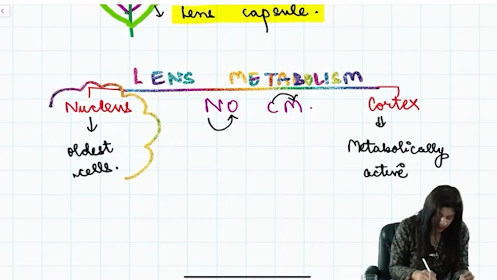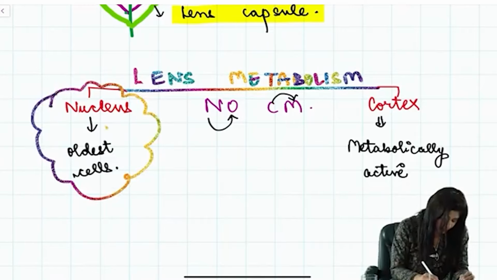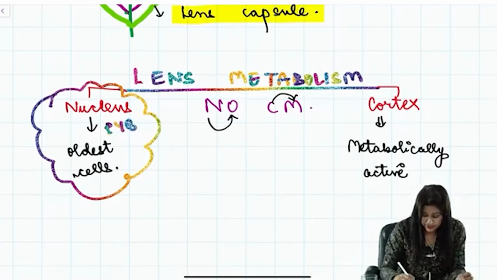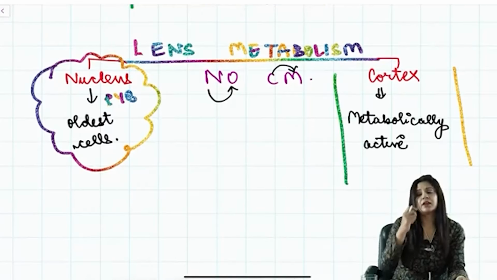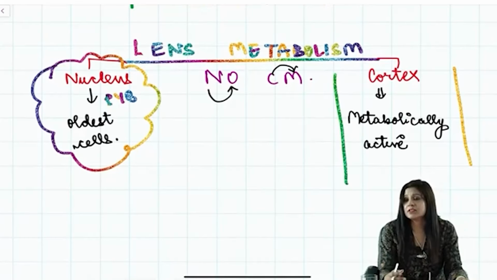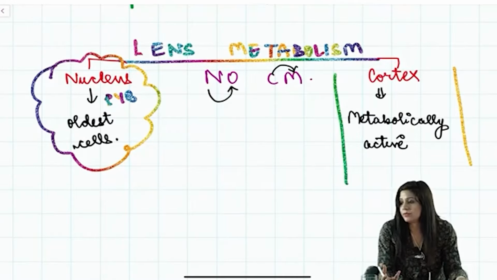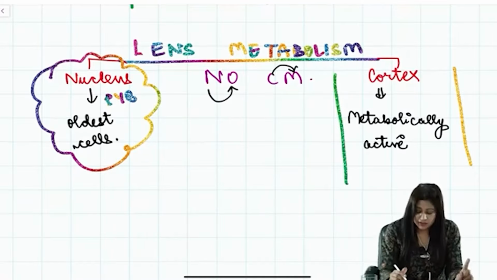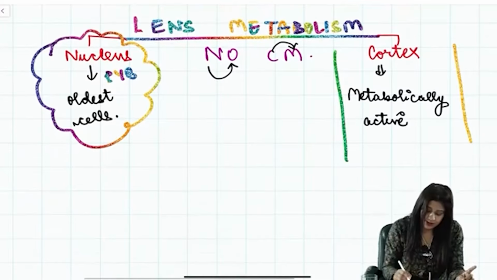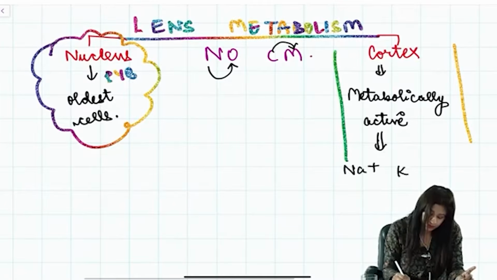Nucleus contains the oldest cells. This is also a PYQ. While cortex is metabolically active part of the lens. तो अगर हम बात करते हैं न्यूक्लियस की, इट इज द मोस्ट इनर्ट एरिया, ओल्डेस्ट सेल्स है, नो मेटाबॉलिक एक्टिविटी, एंड कॉर्टेक्स मेटाबॉलिकली एक्टिव है. दिस मेटाबॉलिक एक्टिविटी अकर्स विद द हेल्प ऑफ सोडियम पोटेशियम पंप.